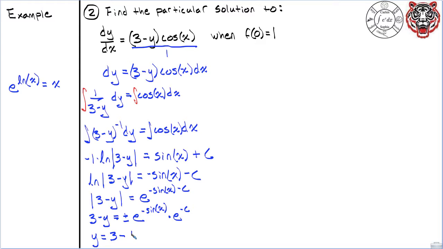It looks really weird in the notation, but I promise it works out. Plus or minus, and now I'm going to switch these two, because it's just the multiplicative rule of association or something like that. You can just switch these two because they're being multiplied. Plus or minus e to the power of negative c times e to the power of negative sine of x.